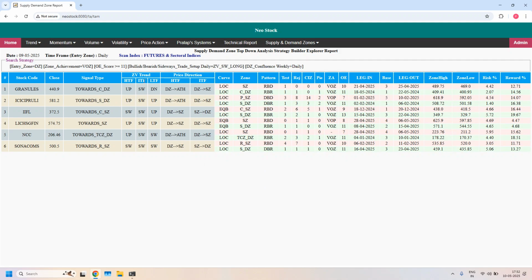That means in all the 6 stocks, these daily demand zones are overlapped with weekly demand zone. And weekly trend is, some mistake I read here. Actually, I am generating sideways trade setup, not weekly. I am generating sideways trade setup. Sorry for the mistake.